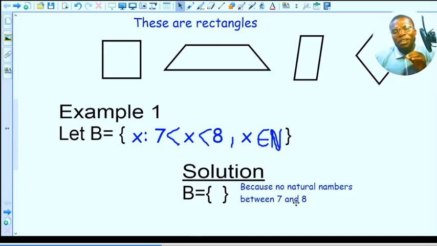7 and 8. Maybe if it were, let's say, 7 up to 9, yes, there we can say there is a number between 7 and 9, there is 8. So if that was the case, we can say maybe that is not an empty set. But because it is between 7 and 8, this is an empty set again.